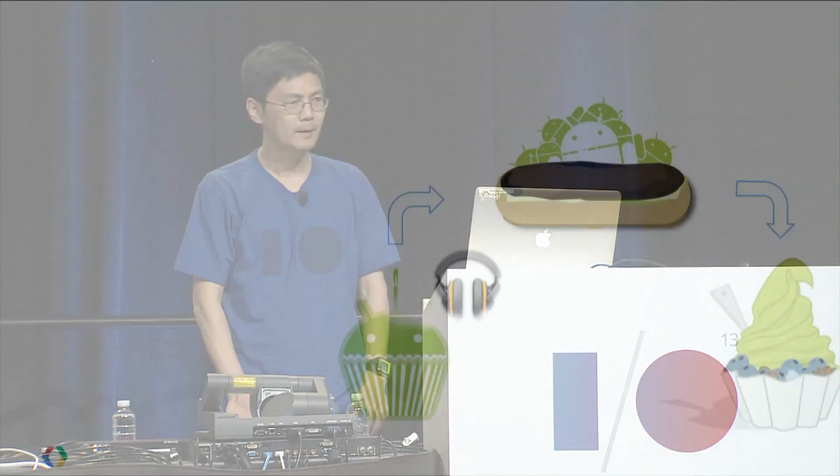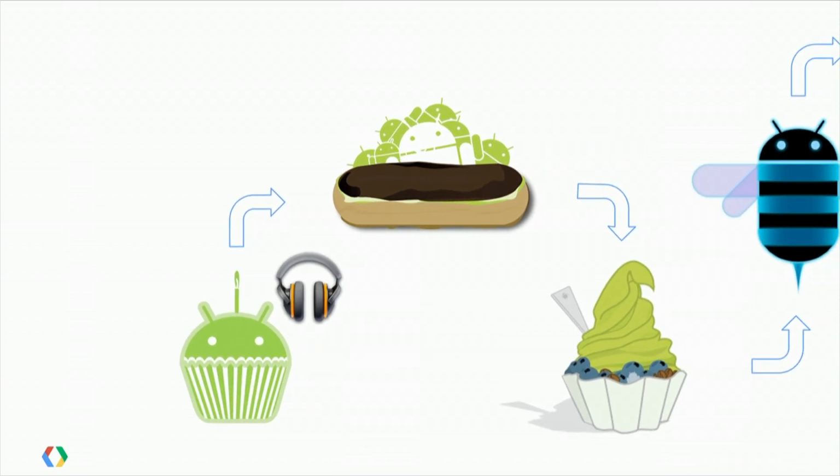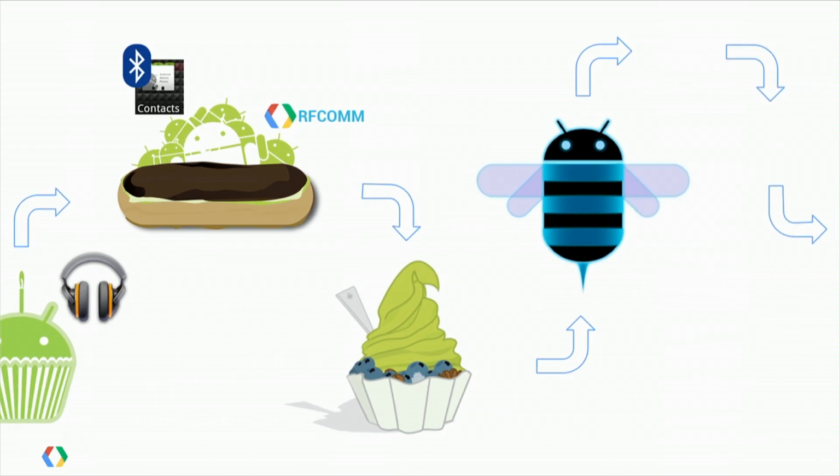Now, see Cupcake, we have A2DP. You can stream music over Bluetooth. Next is Eclair. We have Bluetooth 2.1 with INCOM APIs. And we also added object push and the phone book profiles. Then with Froyo, voice dialing over Bluetooth.